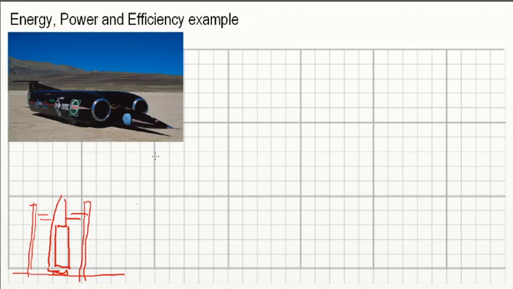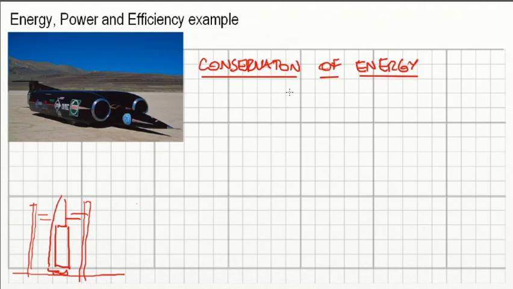That's cool, isn't it? So how would we do that? Well, we need to use the principle of conservation of energy. So that means that energy will never be lost. It will have to be conserved, and you just change forms of energy.